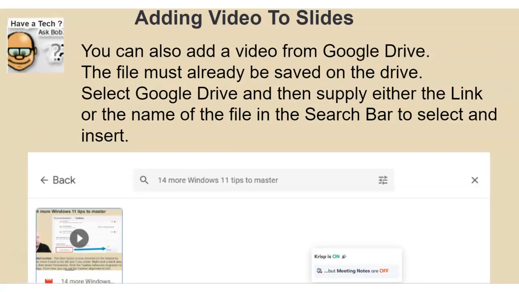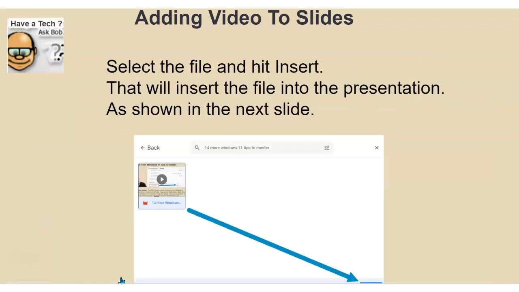The file must already be saved on the drive. Select Google Drive and then supply either the link or the name of the file in the search bar to select and insert. Select the file and hit Insert. That will insert the file into the presentation as shown in the next slide.